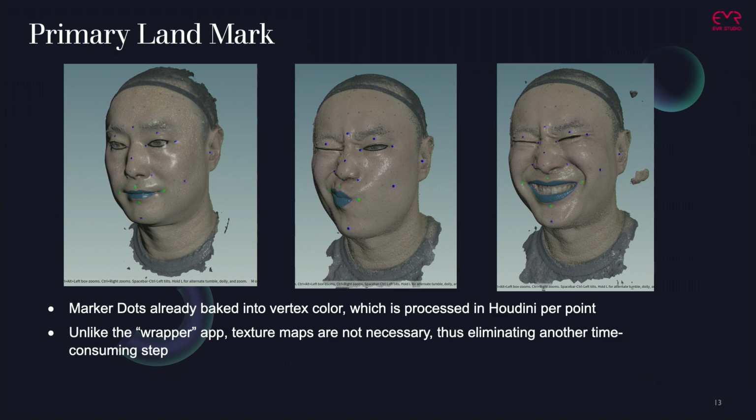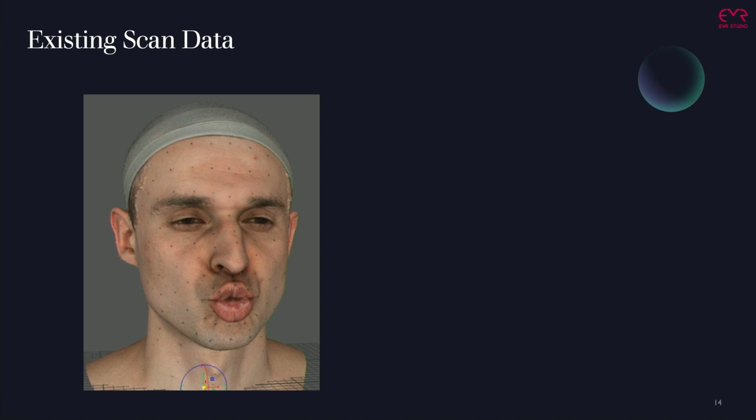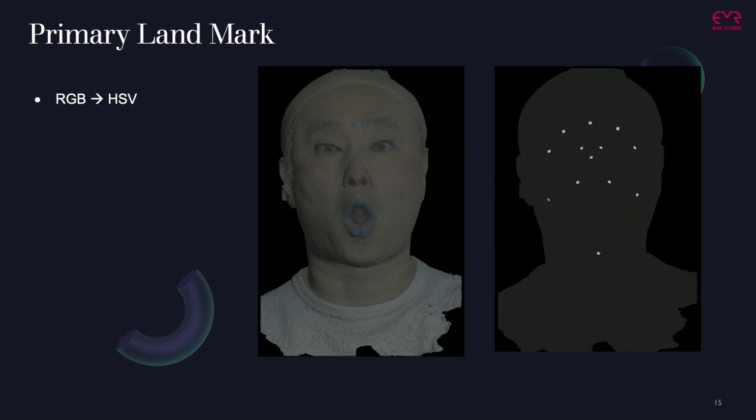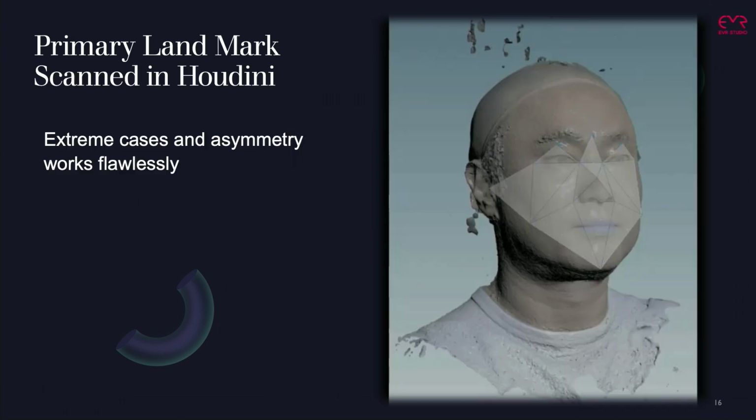The scan data bakes the marker dots into vertex color, eliminating the need to process the texture data and reducing extra complexity. We could also use an already existing scan mesh by vertex color painting the special landmarks over it. The primary marker dots, baked into each point as color attributes, are first converted to HSV space to extract the positions. This shows the primary landmarks represented by white dots.